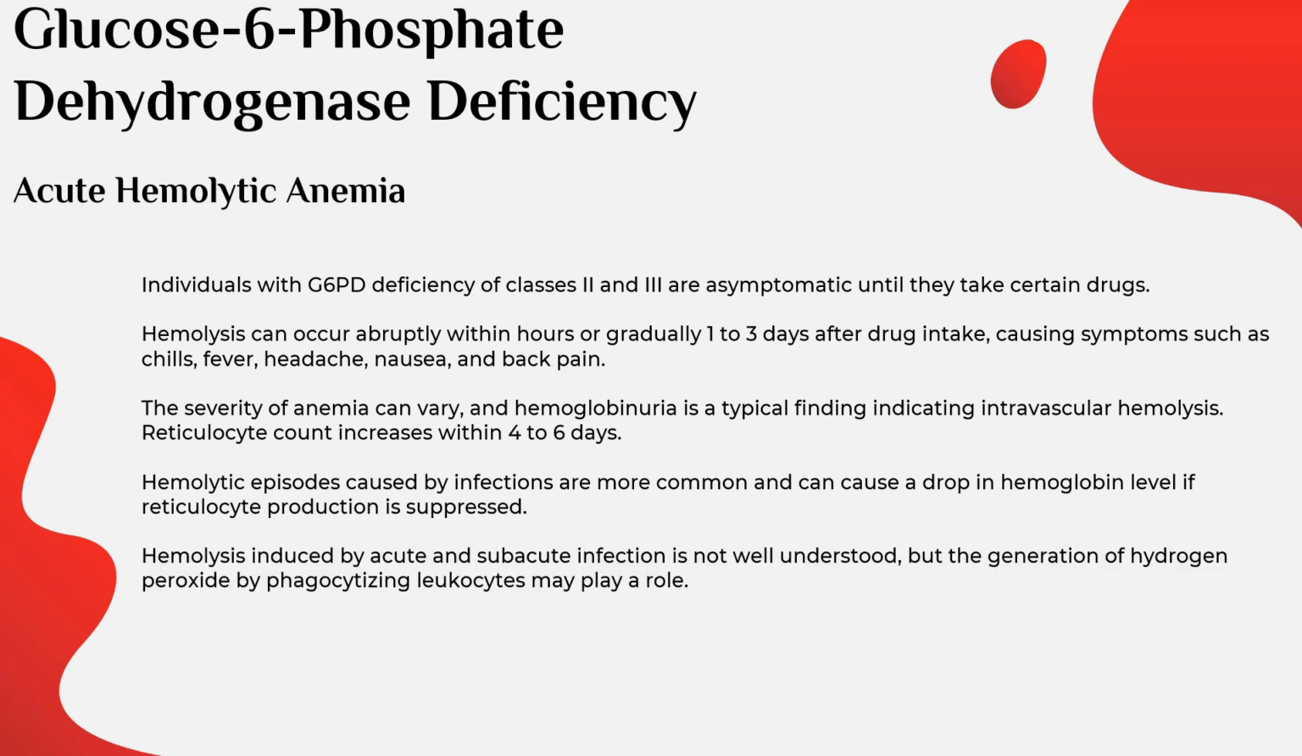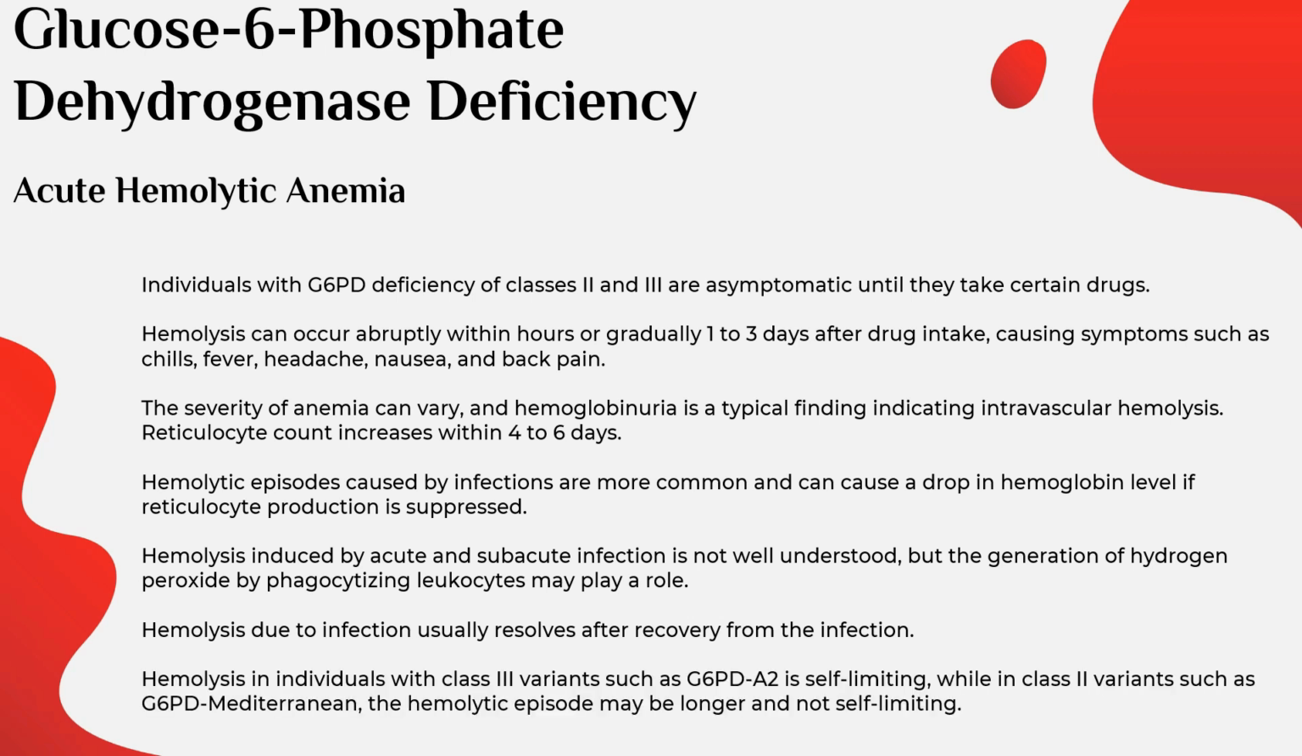Hemolysis induced by acute and subacute infection is not well understood, but the generation of hydrogen peroxide by phagocytizing leukocytes may play a role. Hemolysis due to infection usually resolves after recovery from the infection. Hemolysis in individuals with class 3 variants such as G6PD-A2 is self-limiting, while in class 2 variants such as G6PD Mediterranean, the hemolytic episode may be longer and not self-limiting.